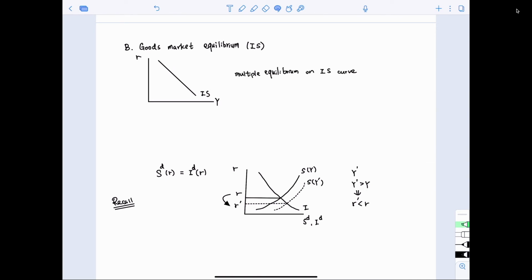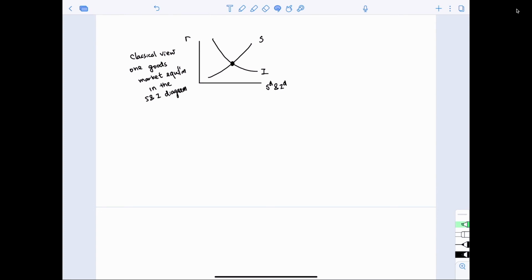Again, on top of this IS curve, there are multiple equilibria because each point on the IS curve tells us what R and Y should be for the goods market to be in equilibrium. Therefore, similar to our discussion of the full employment line, every point on the IS curve represents a goods market equilibrium. And it is different from the classical view, because under the classical view in the saving and investment diagram, there is only one equilibrium in the graph.